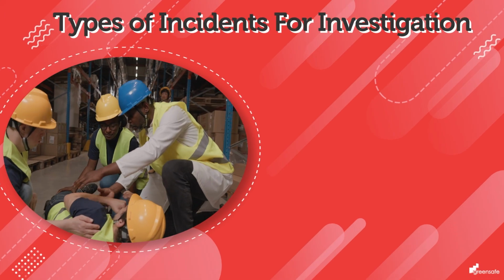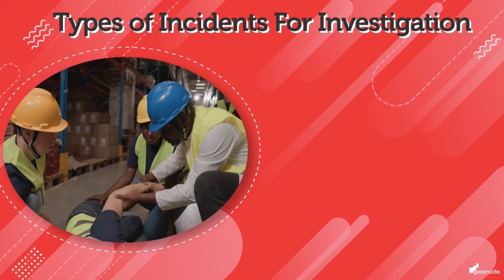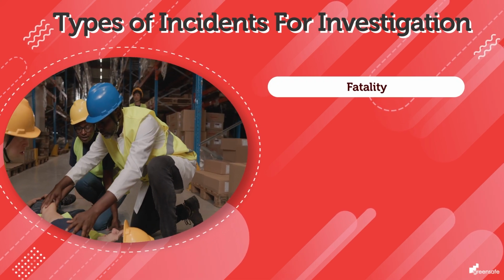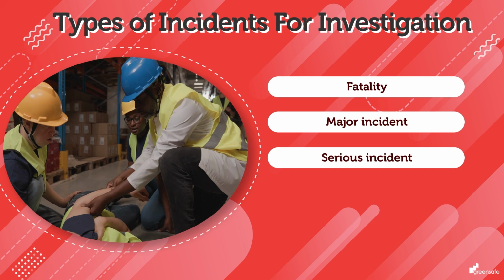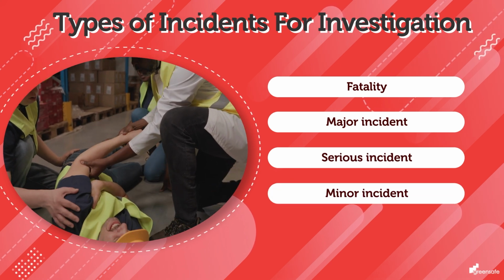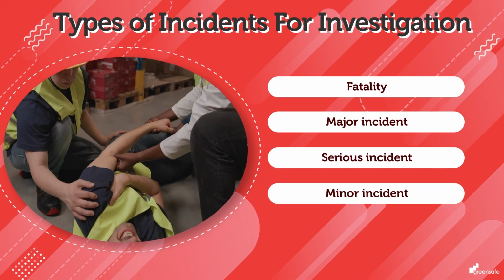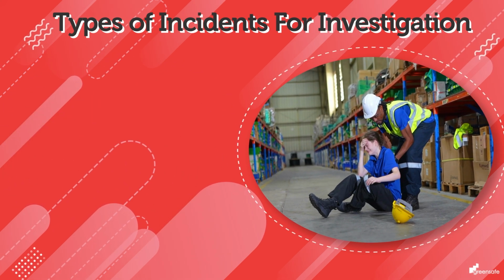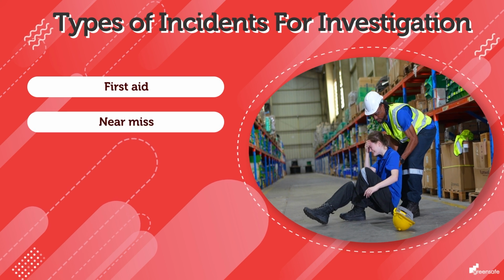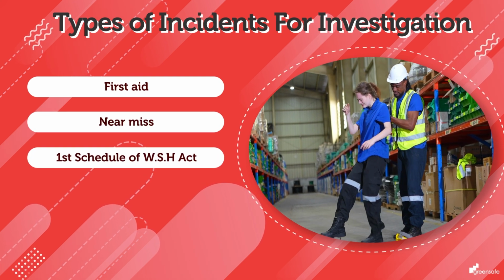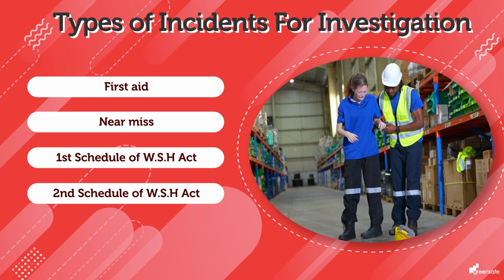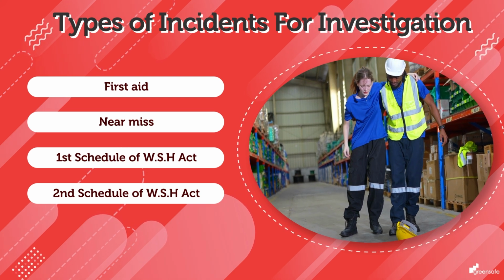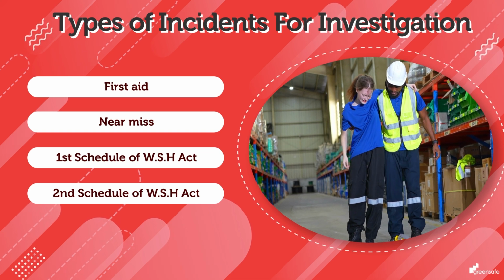Let me just briefly tell you the types of incidents that can occur. Incidents can range from fatalities, major and serious incidents, to more minor incidents. These incidents can even include first aid, near-miss incidents, and incidents stated in the first and second schedule of the WSH Act. Do refer to the Learner's Guide to know more about the WSH Act.